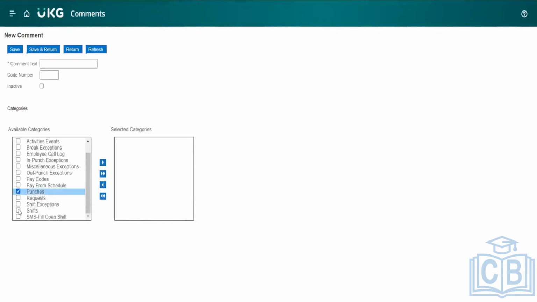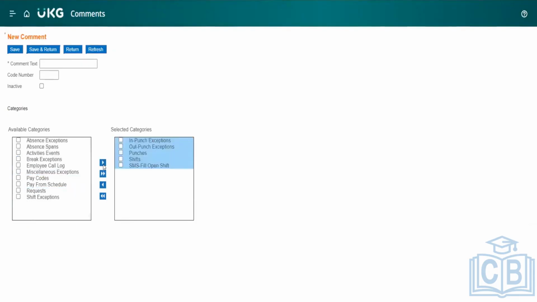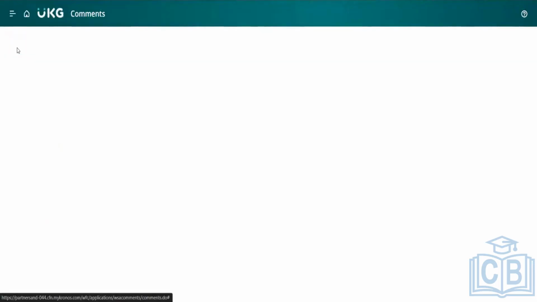Let's say we add a punches shift. If it's punches, we'll make it out and in out, exception punches, anything related to punches, fill open shift. I'll put all those things, I will put DJ comments, that's it. That's all you need to do. I think it's created, not sure.